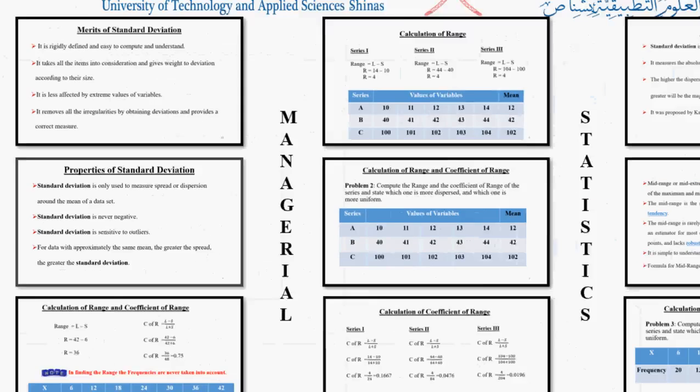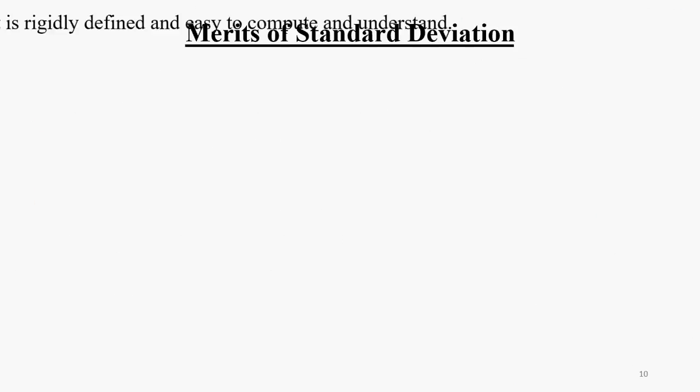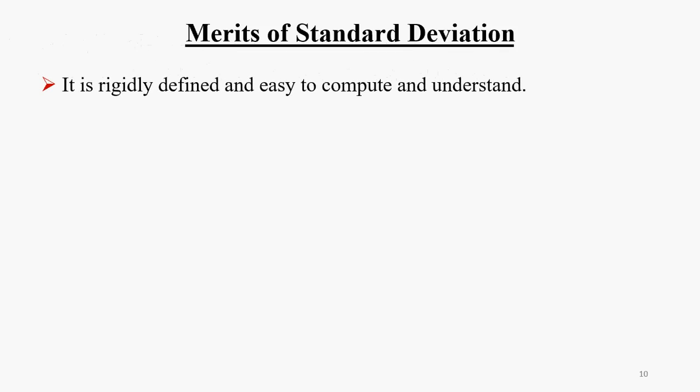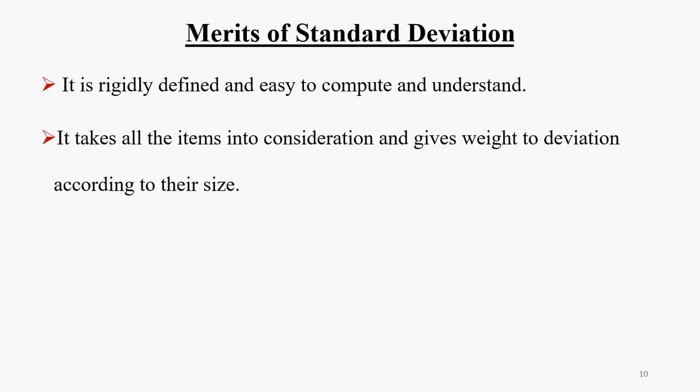Now let us understand the merits of standard deviation. What are the advantages? If you use standard deviation, what are the benefits? The first, it is rigidly defined, easy to compute and understand. Anybody can understand very clearly. It takes all items into consideration and gives weight to deviation. What is a deviation? Depending on the series of data and their size, it gives the deviation.